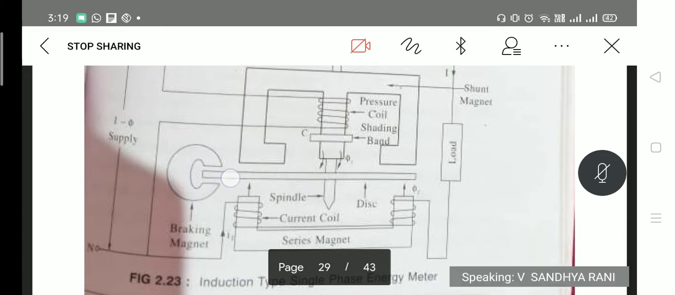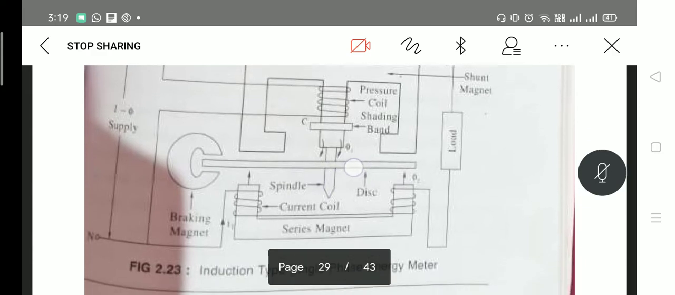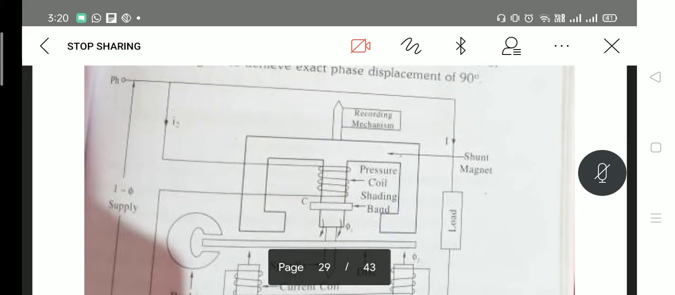The braking magnet here is a permanent magnet. The permanent magnet can control the speed of the aluminum disc. Whatever revolutions we get in the aluminum disc, those revolutions we can register in this recording mechanism or registering system. Okay, this is the process of the single phase energy meter.